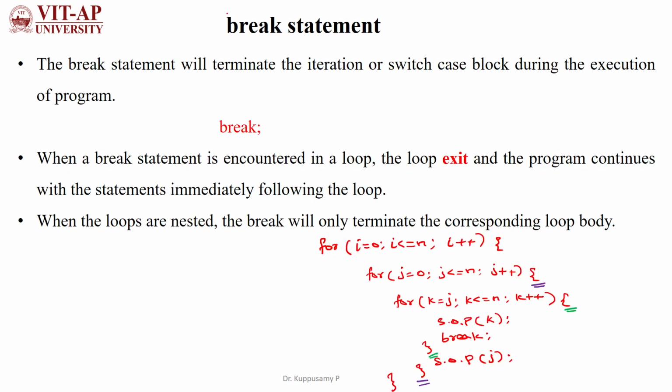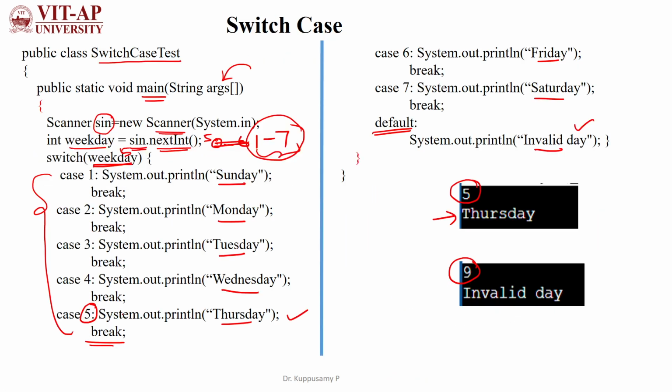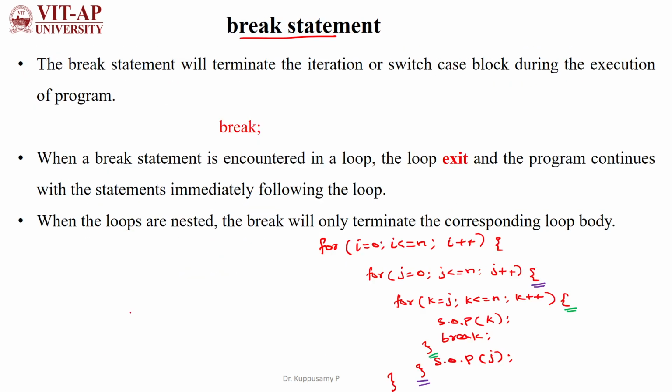Next one is the break statement. Here you see we are using break statements to break the execution of that particular loop. The break statement terminates the iteration or switch case block during the execution of the program. The syntax is here: we just have to apply break with a semicolon at the end. When a break statement is encountered in a loop, that loop exits and the program continues with the statements immediately following the loop.